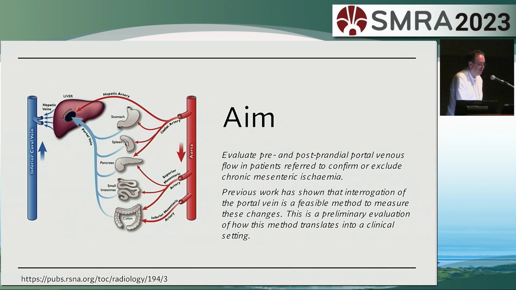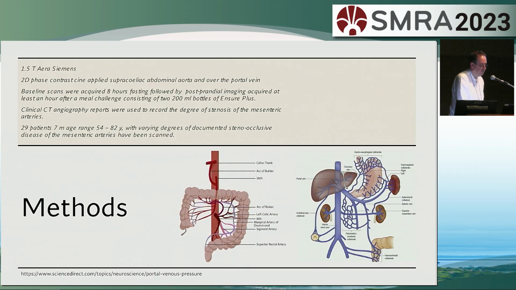We've previously shown that it is possible to evaluate patients for chronic mesenteric insufficiency by only evaluating the output of the gut, which is the portal vein, a very large vessel that is easy to interrogate compared to trying to measure flow in the SMA, the celiac trunk, and the IMA, which are diseased. The aim of this talk is to introduce our initial clinical experience with this.